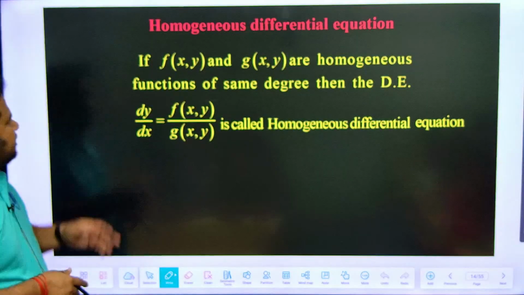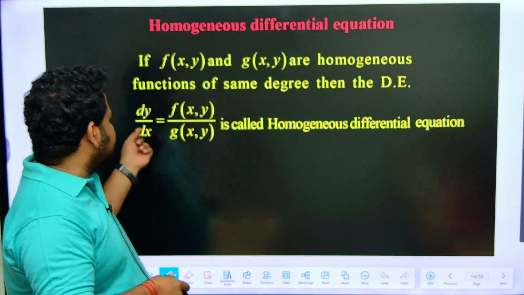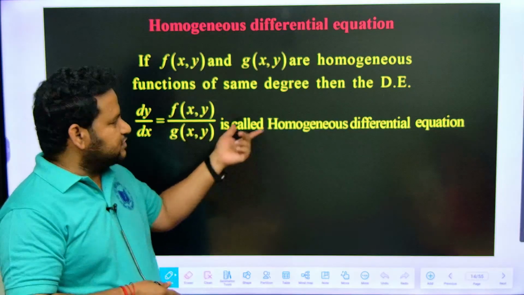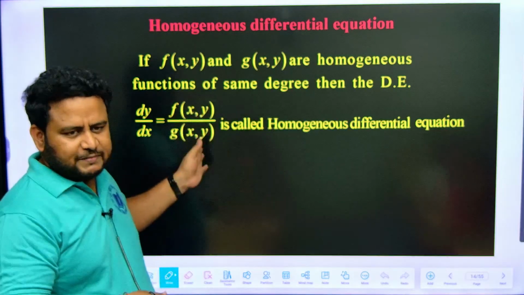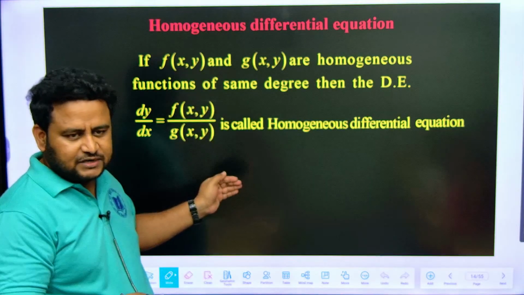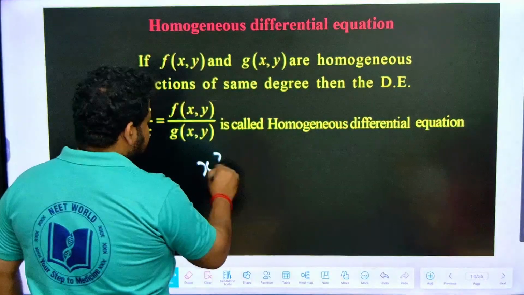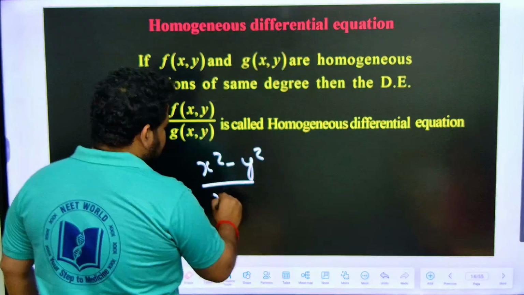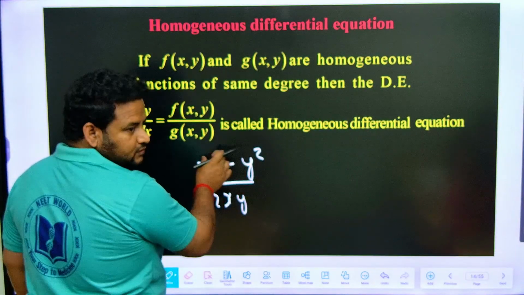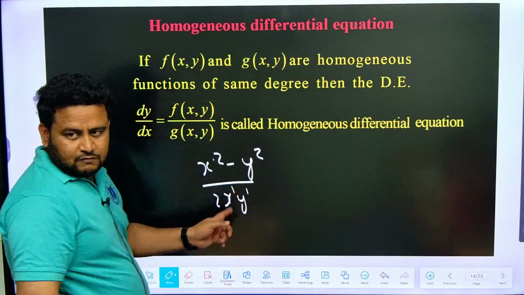Now see here, if f of x y and g of x y are homogeneous functions of same degree, then the differential equation dy by dx equals f of x y by g of x y is called homogeneous differential equation. Suppose dy by dx is given in terms of x and y, the degree of the numerator and the degree of the denominator should be same. Suppose I take x square minus y square by 2xy. Here the power is 2, the degree is 2. Here it is 1 plus 1, 2. It is not 1. 1 plus 1, it is 2.